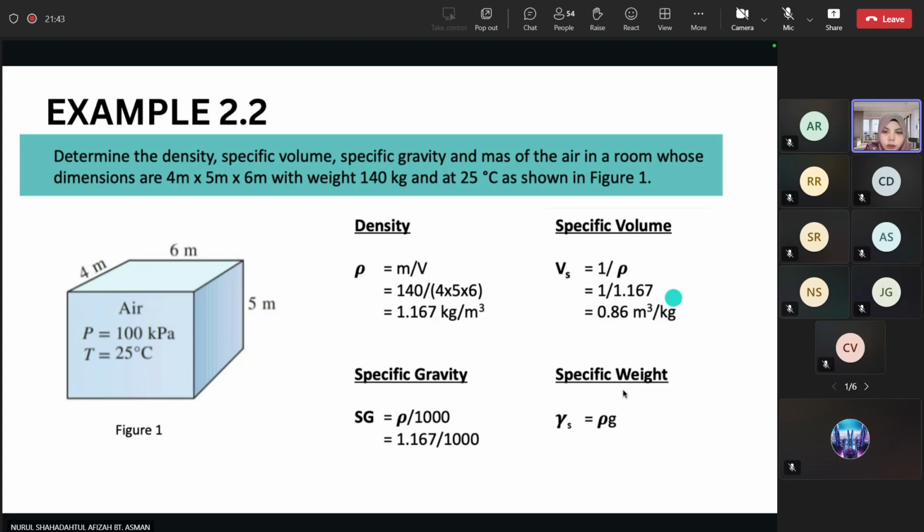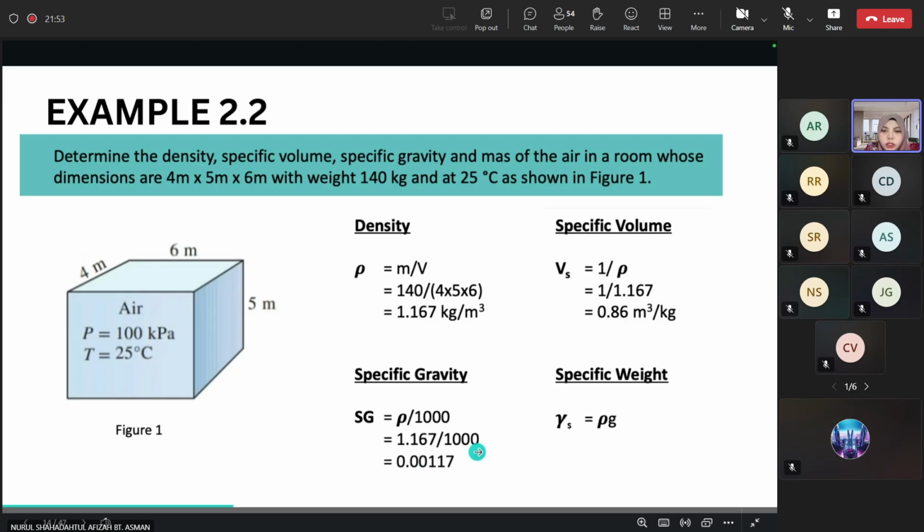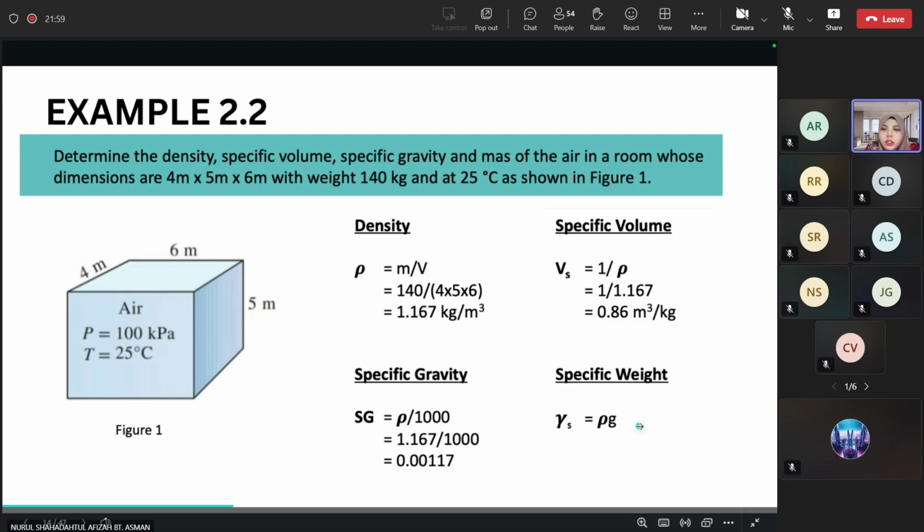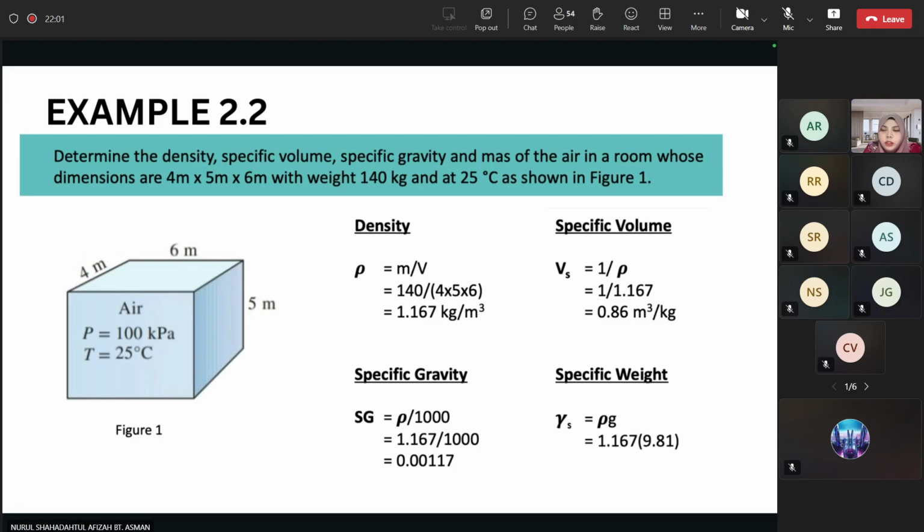And for the specific gravity, the density of fluid over density of water. Density of water is 1000. So I get 0.00117. And then specific weight, the density times gravity, you get 11.45 Newton per meter cube.